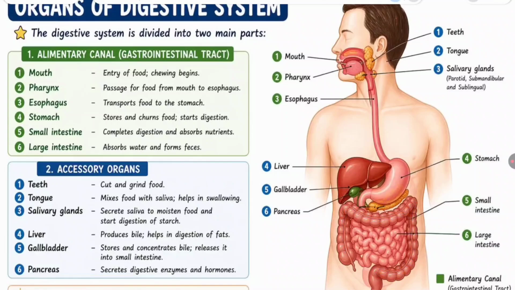Okay. Then accessory organs. What are the accessory organs? Accessory means that they are helping the main organs. Here, mouth is the main organ, and accessory organs are teeth, tongue, salivary glands, liver, gallbladder, pancreas. These are the accessory organs that help in the digestive system. So main parts are two: alimentary canal, or gastrointestinal tract, and accessory organs.